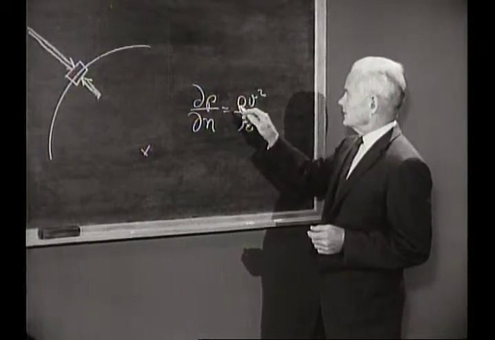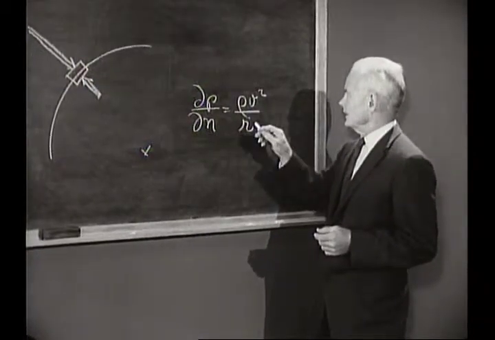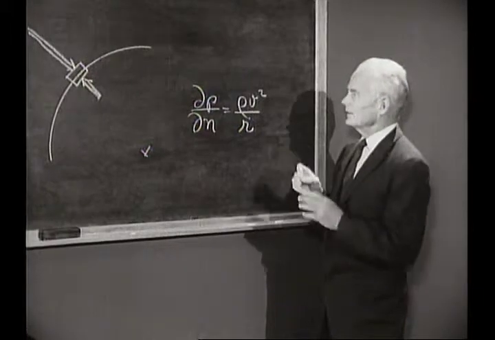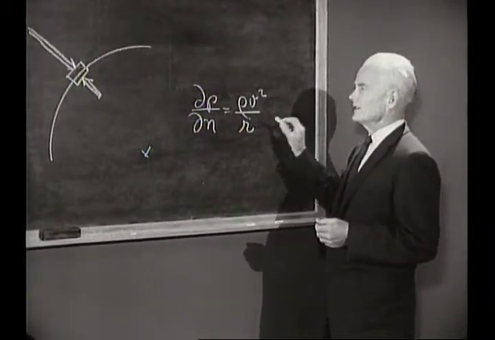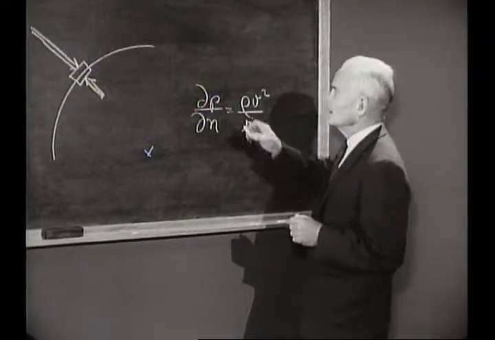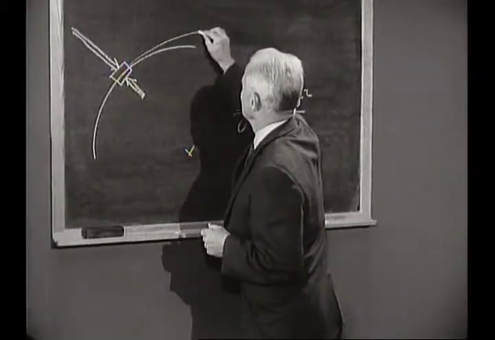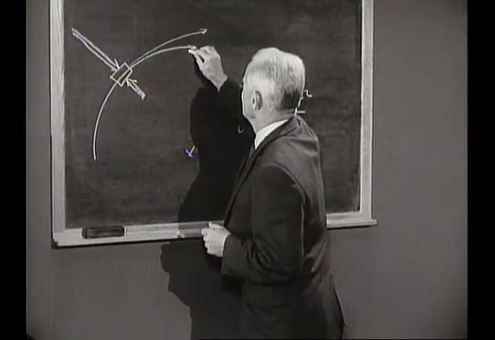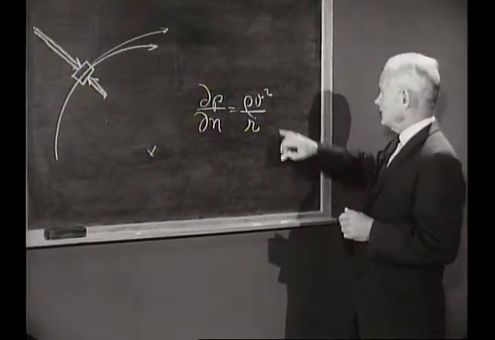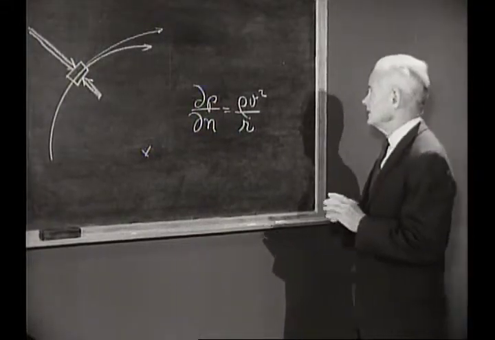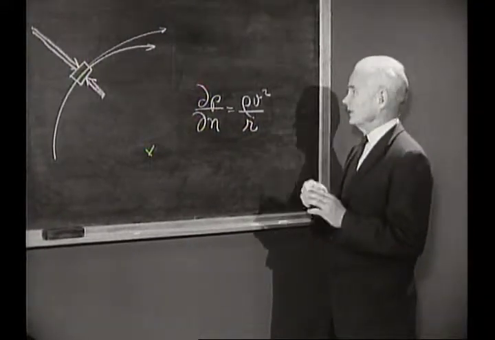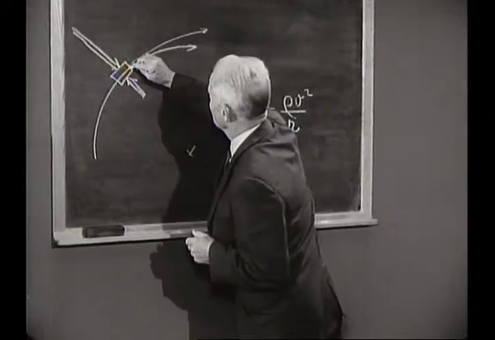Suppose that a particle in this pressure gradient has higher than normal velocity. It will then have to follow a larger radius and be carried outward. If it has a smaller velocity, it will have to follow a smaller radius and be carried inward.